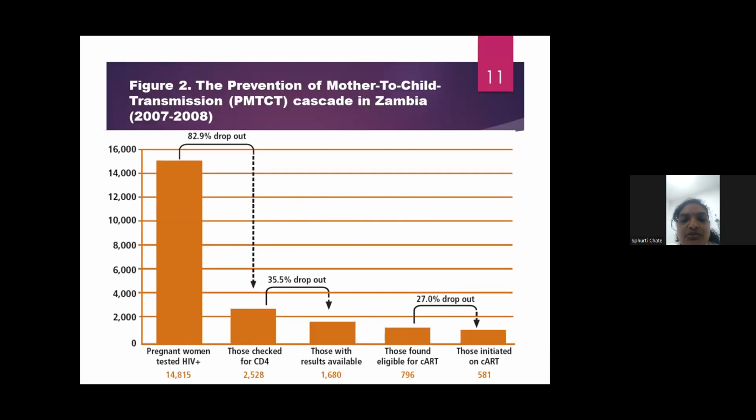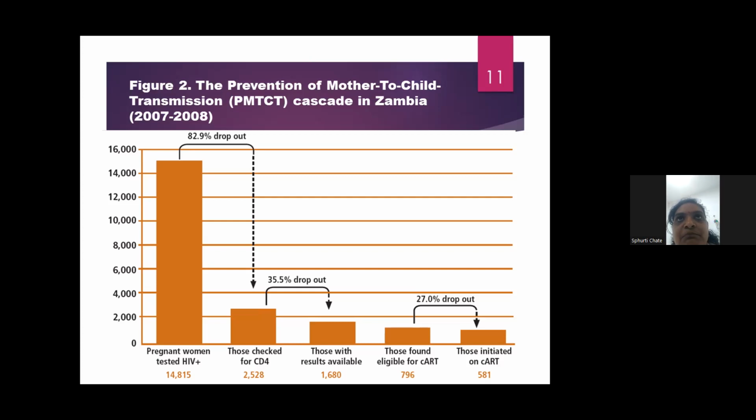Next slide, please. So this context of... please, previous slide. Yeah, the prevention of mother to child transmission cascade in Zambia. Now this bar graph shows the number of cases of pregnant women tested for HIV and their CD4 counts detected, along with the results and ART treatment initiated, as well as who were found eligible for it. So if we look clearly into this bar chart, we see that there is a dropout rate.